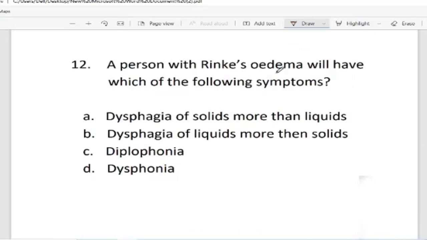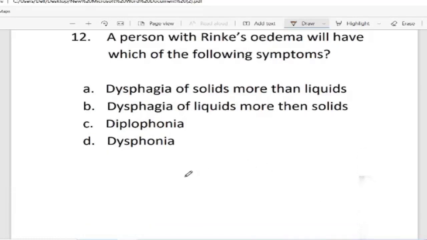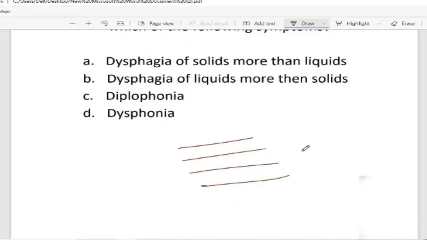A person with Rinke's edema will have which of the following symptoms? Dysphagia of solids more than liquid, dysphagia of liquid more than solid, diplophonia or dysphonia. Now, Rinke's edema. We first try to understand what Rinke's edema is. There are 4 layers in the vocal cords. The outer layer in the vocal cord is the epithelial layer. Then comes the superficial lamina propria. Then the vocal ligament. Then the vocalis muscle.